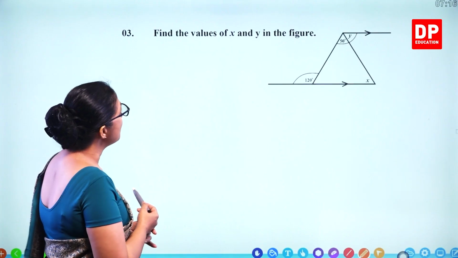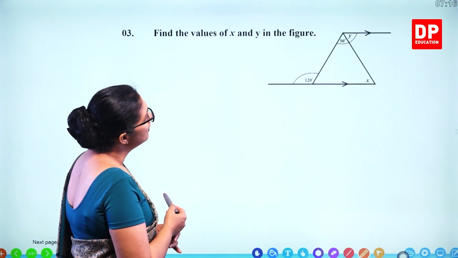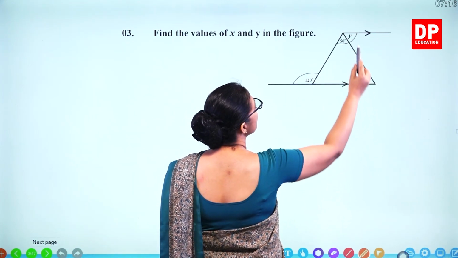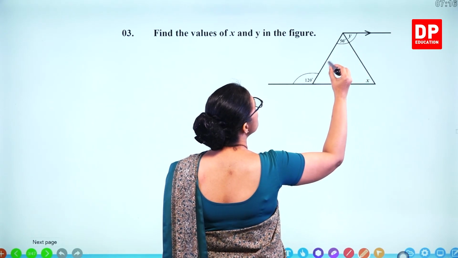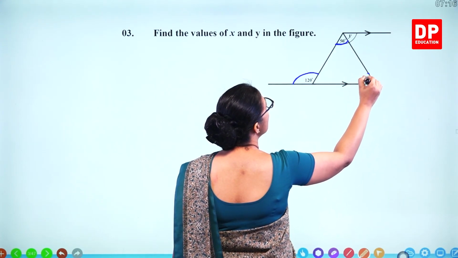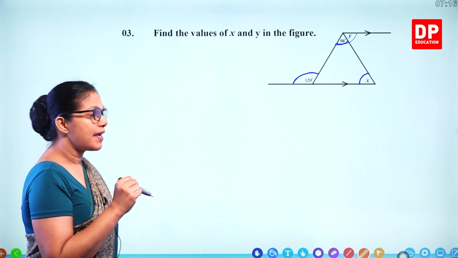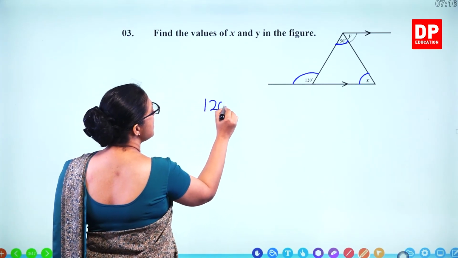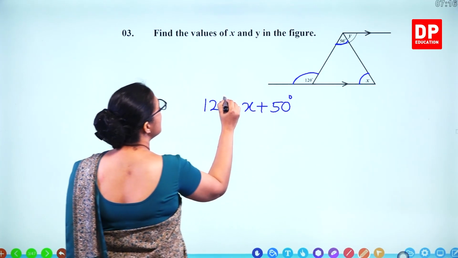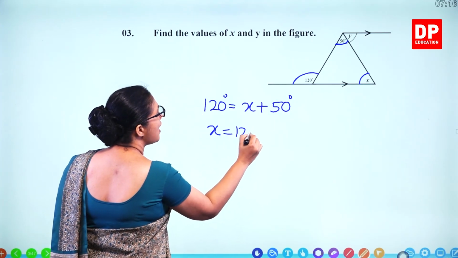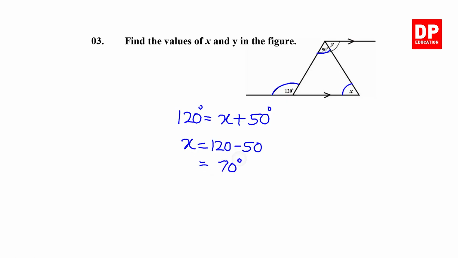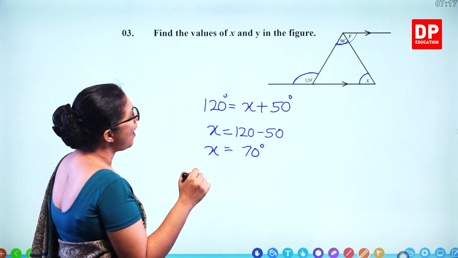Question number 3, find the values of x and y in the figure. Look carefully. We can see that this exterior angle is the sum of the opposite interior angles. So 120 is equal to x plus 50. So what is x? 120 minus 50. You get 70 degrees. Then you need to find y.